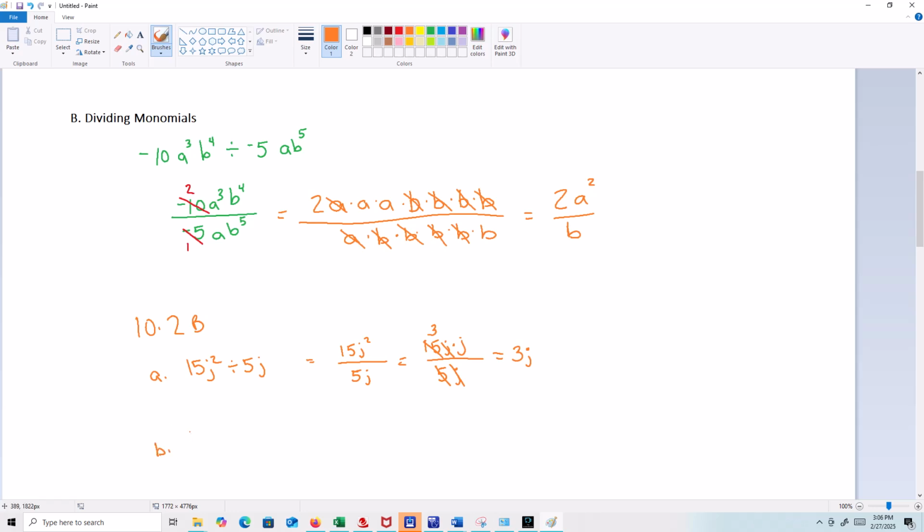And then b, 6r squared times s to the 4th divided by negative 36 r squared times s to the 6th. We're going to rewrite that as 6r squared s to the 4th divided by negative 36 r squared s to the 6th.